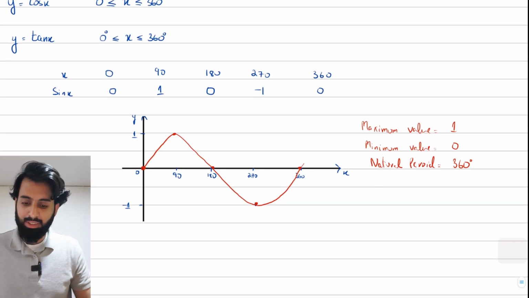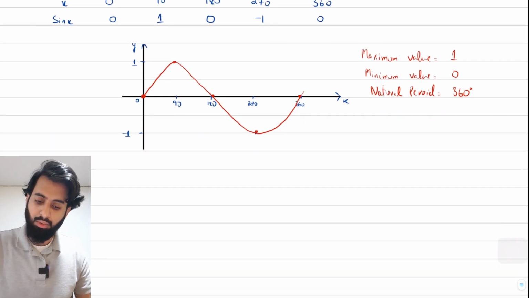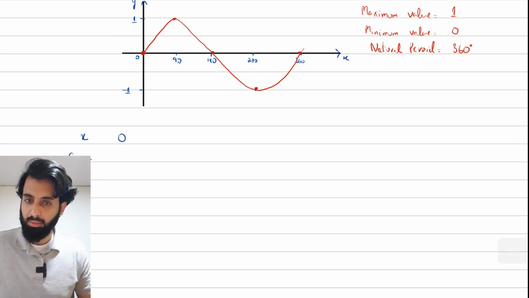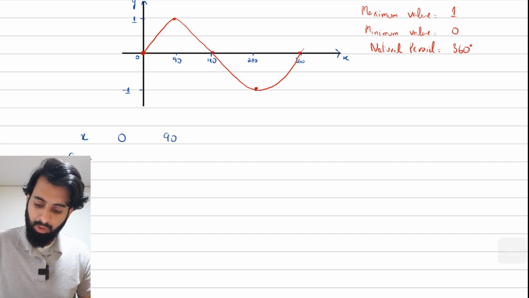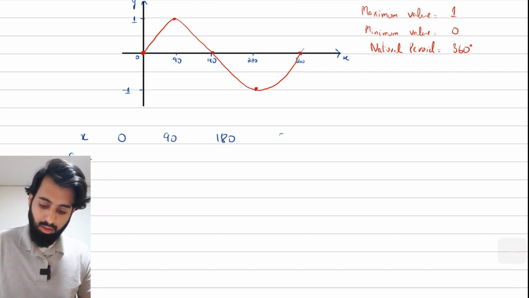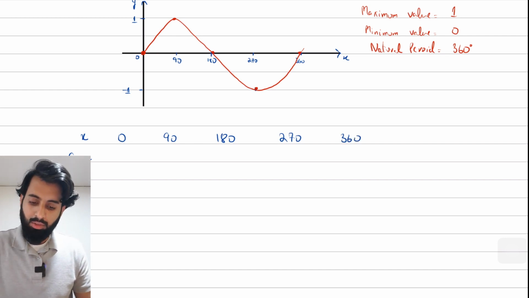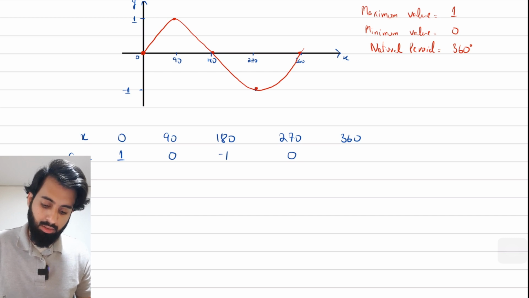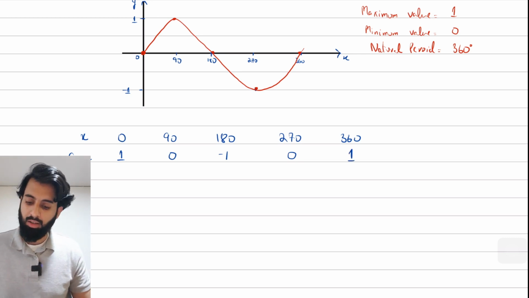Alright, so that was sine x. Now let's see what happens in the case of cos x. Again, we're going to start from 0 and plug in values after every 90 degrees. So we start at 0, then 90, 180, 270, and 360. You'll notice that cos 0 is 1, cos 90 is 0, cos 180 is -1, cos 270 is 0, and cos 360 is back at 1.